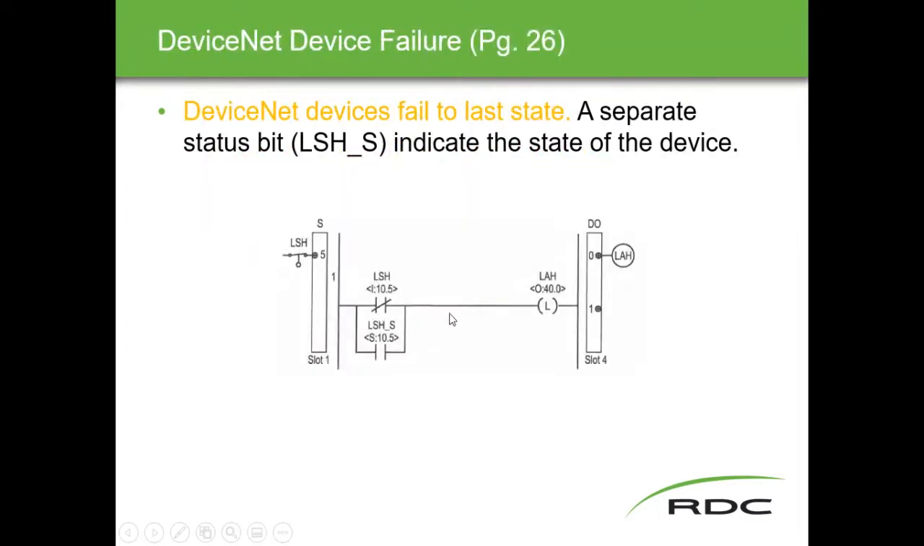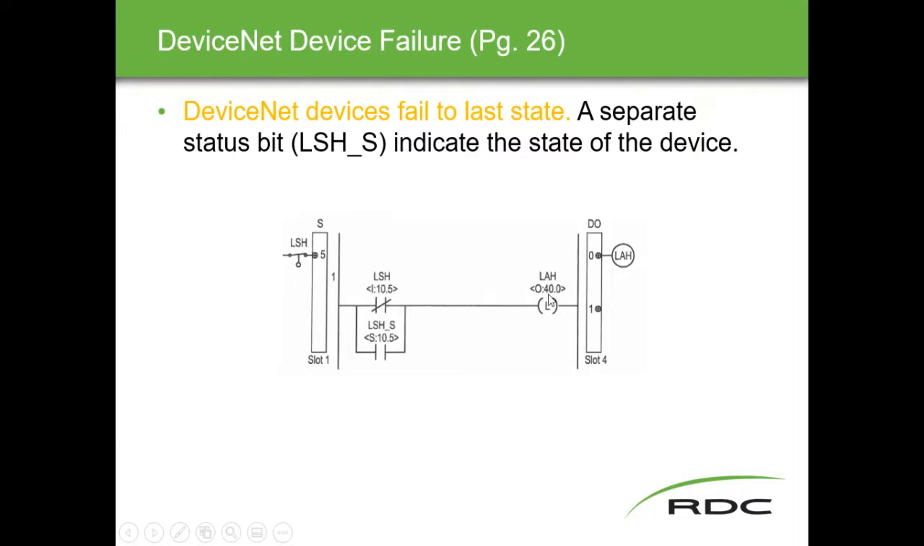Okay, DeviceNet. A particular key note here about DeviceNet is that it fails to its last state. A separate device status bit will indicate the status of a bit, and that's stored within the data table for that input. Basically, if you lose power and it comes back on, it's going to come back into its last state. Can be good, can be bad.